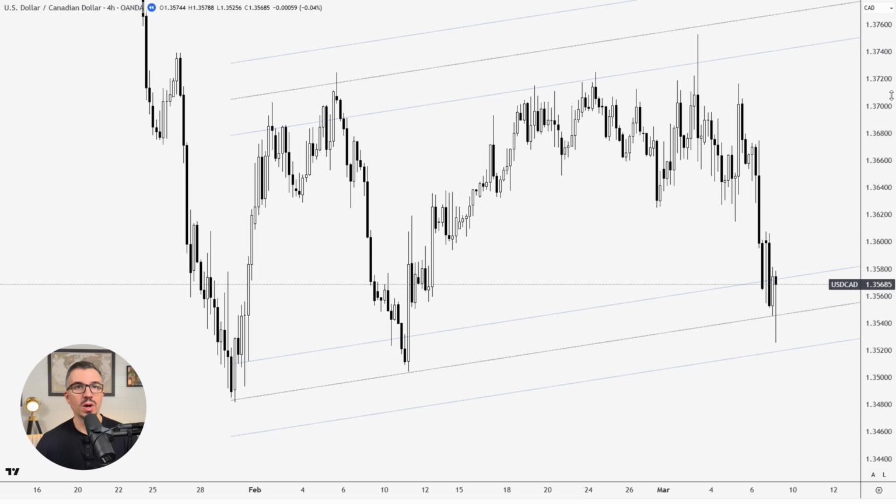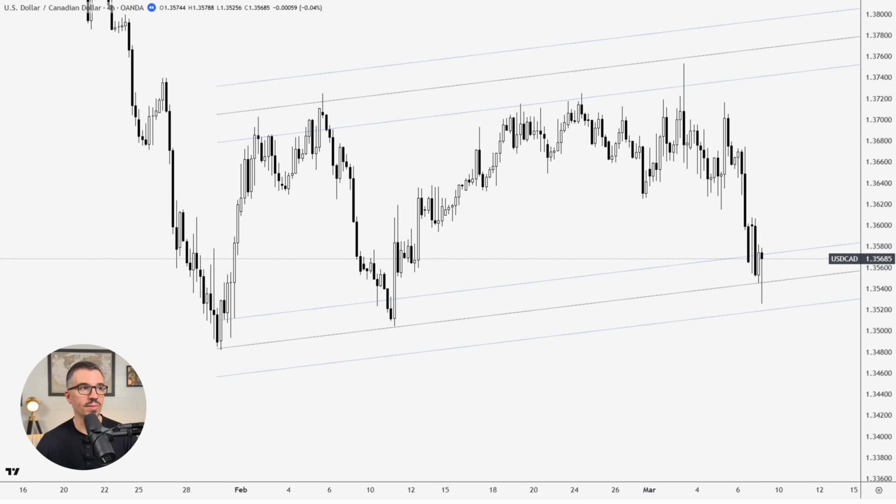So dollar CAD, guys, on the 4-hour time frame, we know the market is down here at the bottom of this channel. We know we're looking to do business in this area. We also know that this imbalance back here has been mitigated. Okay, everything is very straightforward so far.